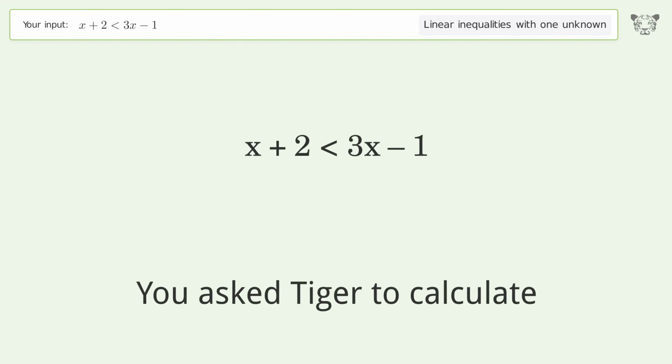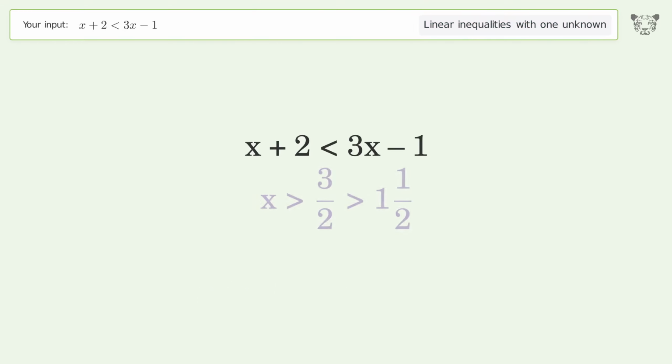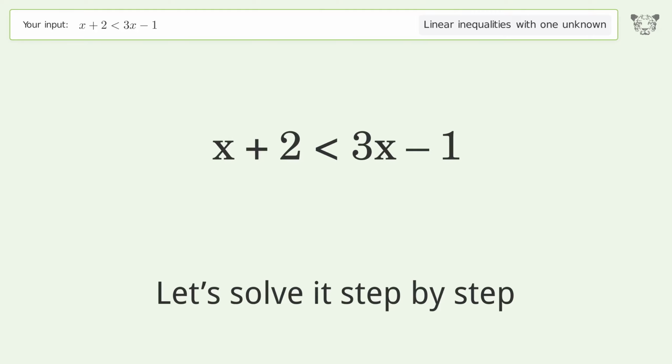You ask Tiger to calculate. This deals with linear inequalities with one unknown. The final result is x greater than 3/2 greater than 11/2. Let's solve it step by step.